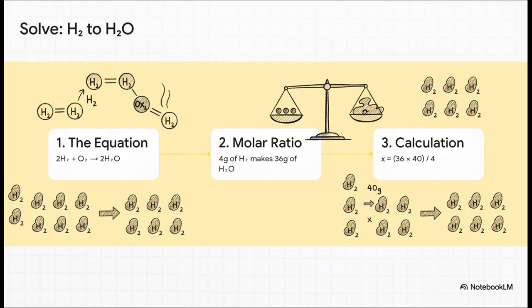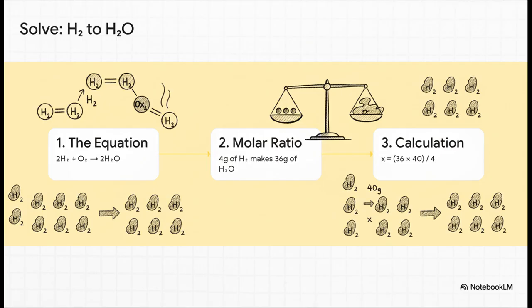First things first, you look at the balanced equation. It tells us that for every 2 moles of hydrogen we use, we get 2 moles of water. Simple enough. Okay, step 2. We've got to convert those moles into grams, something we can actually weigh. Well, 2 moles of hydrogen gas weighs 4 grams, and 2 moles of water weighs 36 grams. So there's our magic ratio. For every 4 grams of H2, we get 36 grams of H2O.